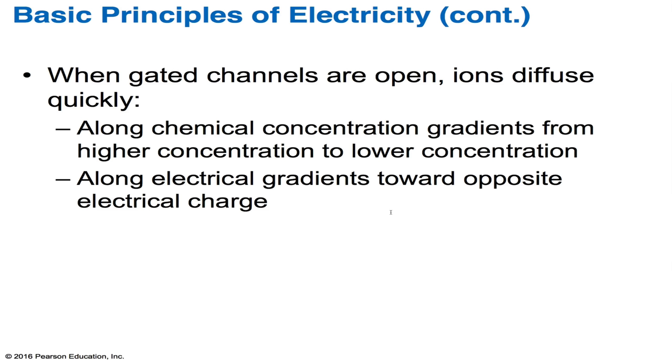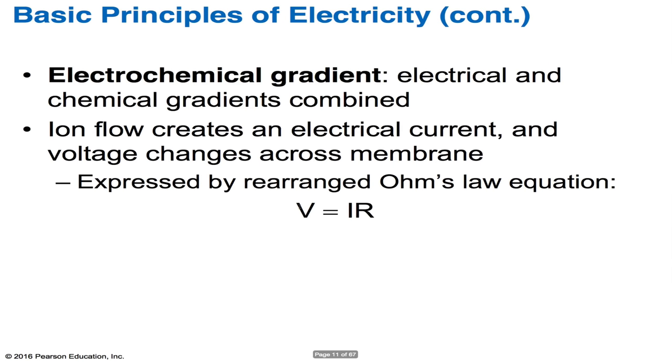When gated ion channels are open, ions diffuse quickly across the membrane following their electrochemical gradients. This creates electrical currents and voltage changes across the membrane. Ions move along chemical concentration gradients when they diffuse passively from an area of higher concentration to an area of lower concentration, and along electrical gradients when they move towards an area of the opposite electrical charge. Together, electrical and concentration gradients constitute the electrochemical gradient.